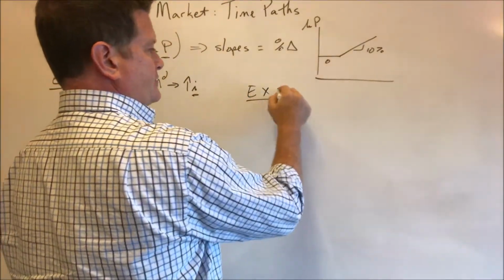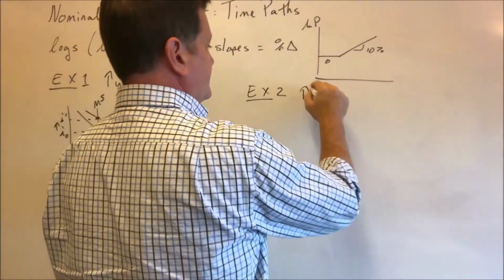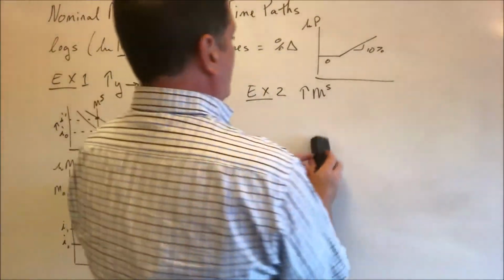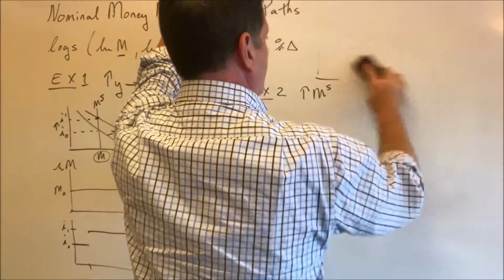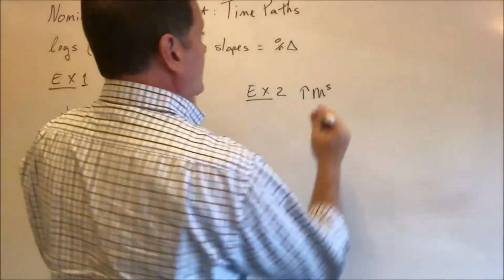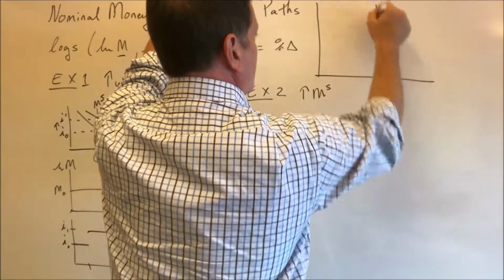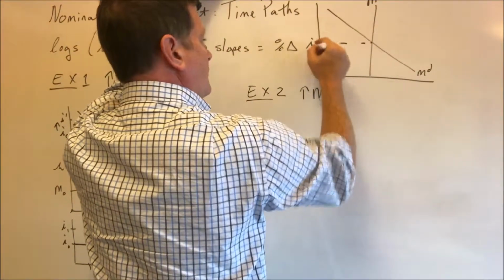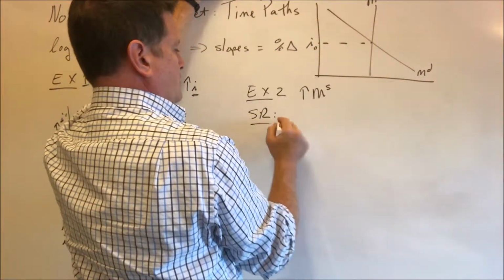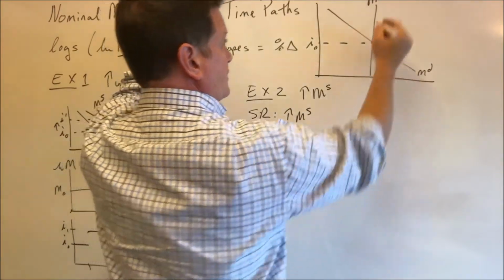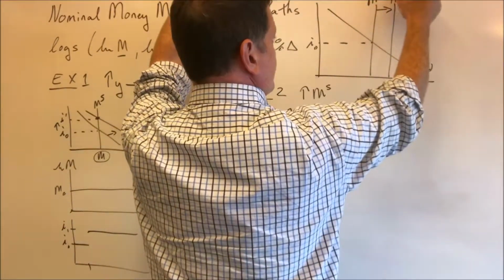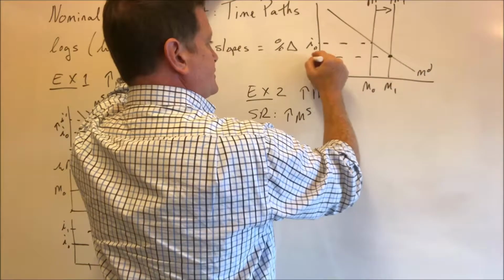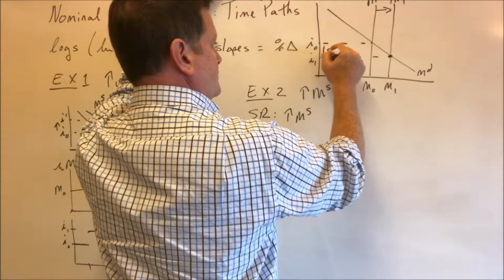The interesting time paths are in example 2 when we see an increase in the money supply. An increase in the money supply, as we recall, will have a different short run and a long run effect. So if we take the money supply here, money demand, and we start here in the short run, we know higher money supply will just push out the money supply. End of story. No problem. That pushes down interest rates. This is the short run effect.